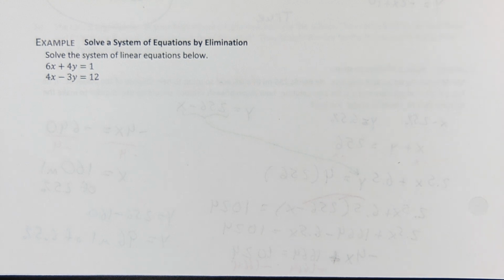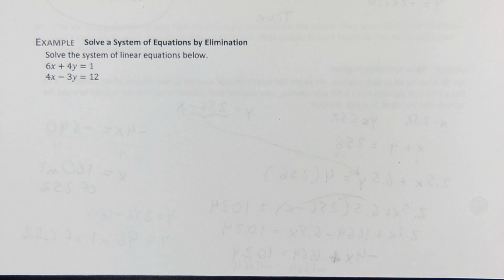In this equation, once again, neither the x's nor the y's have the same digit in front of them. And also, neither one of them has a 1 in front of it. So I can't just multiply this one equation by a number to make my x's or my y's match. Because of that, I'm going to have to multiply both equations.